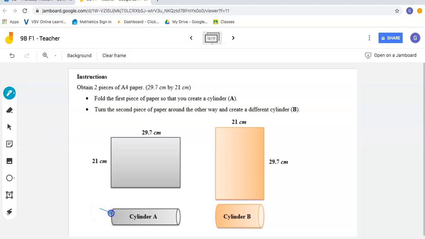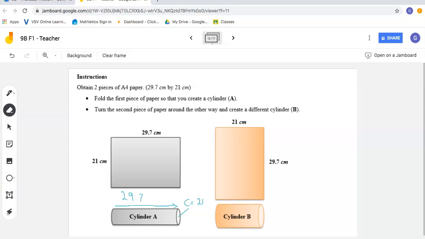So the circumference for the circle, which I'll put on this side, is going to equal 21 centimeters. And the height is going to equal 29.7 centimeters. Alrighty, and then it's vice versa for the second cylinder B. So the circumference is going to be 29.7 centimeters and the height is 21 centimeters.